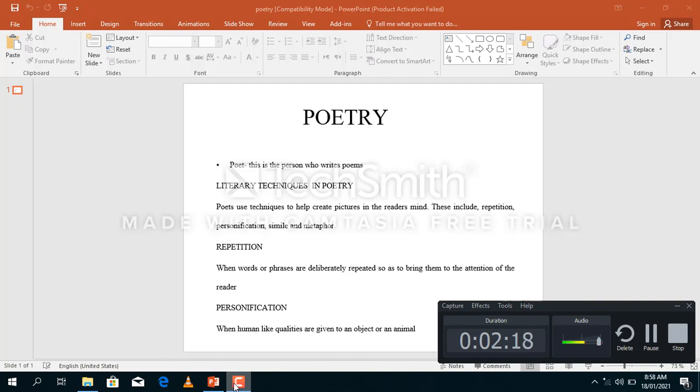Some of the literary techniques which these poets use are repetition, personification, similes, and metaphors. Now, just to remind you, these are not the only literary techniques which they use. They have a lot which haven't been mentioned. But because of your book, we will only use what we have been taught. So, let's start with repetition.